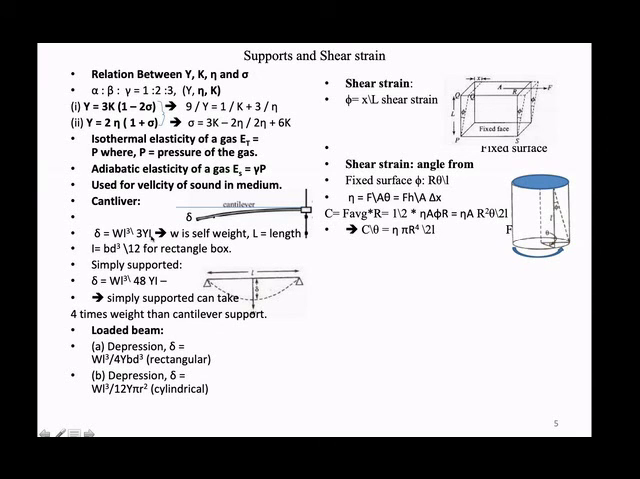If it is a bigger section, delta is less. If it is cylindrical, some other delta. So we have to use the areal moment of inertia of the respective beams. Now let us see shear strain.